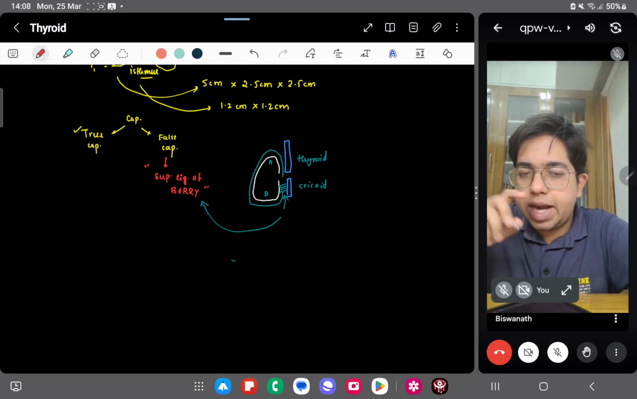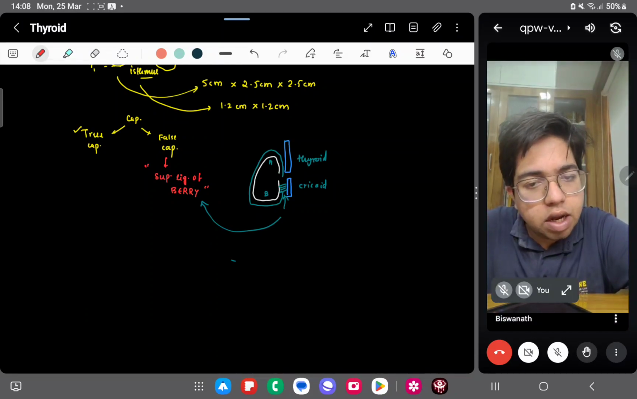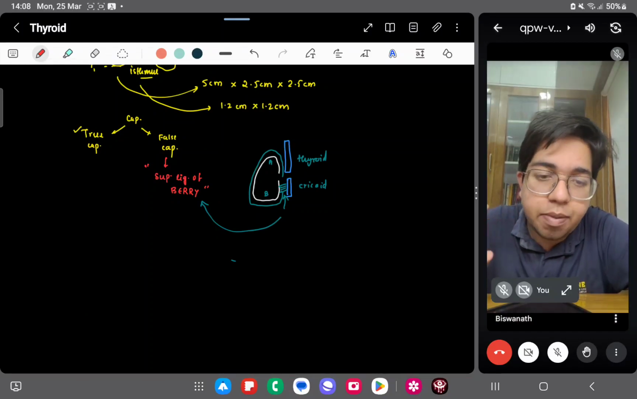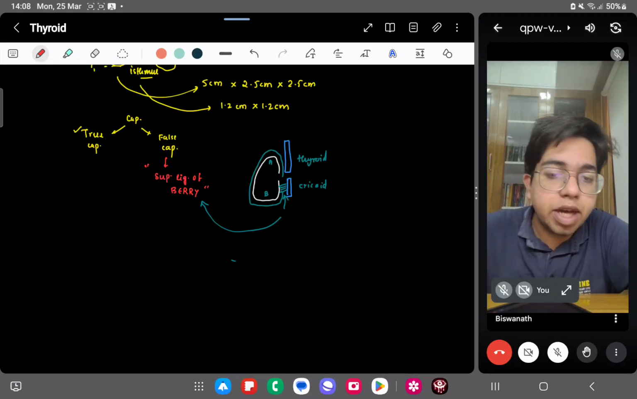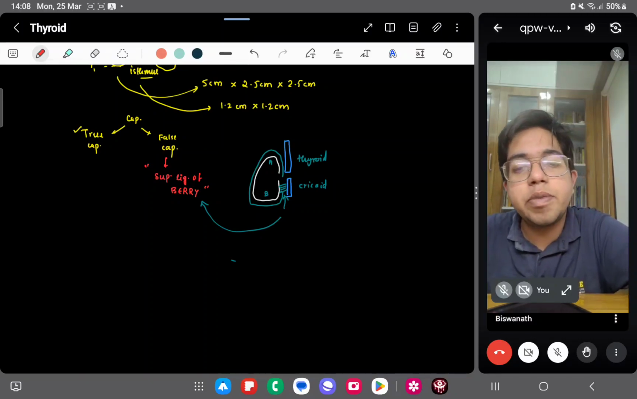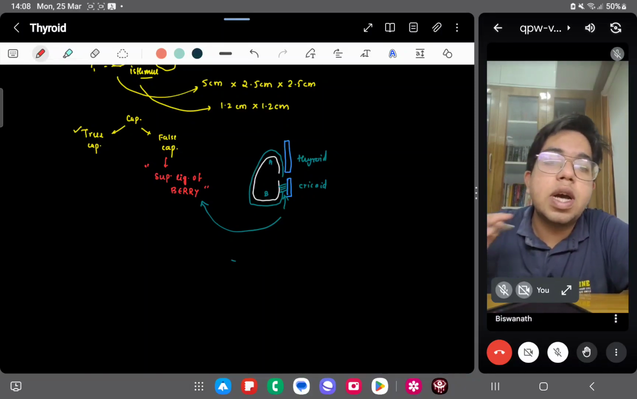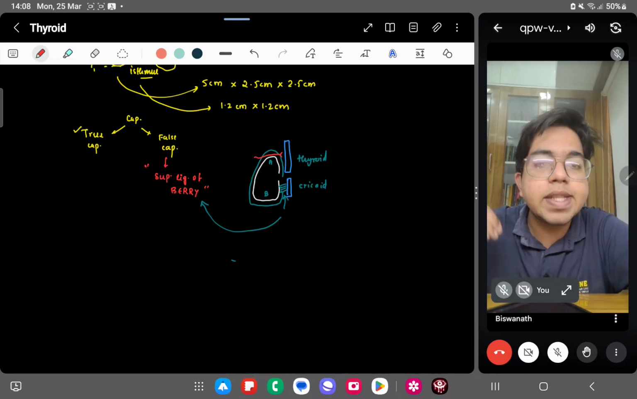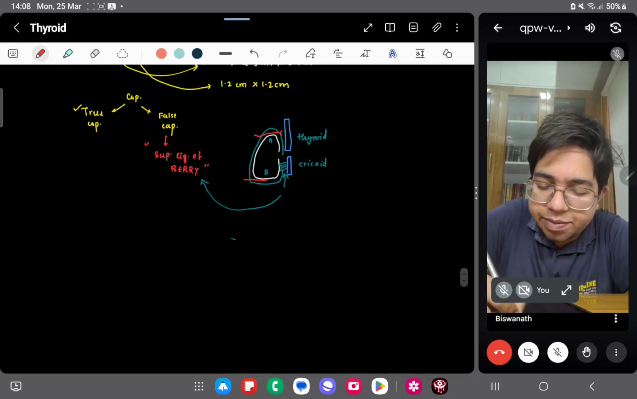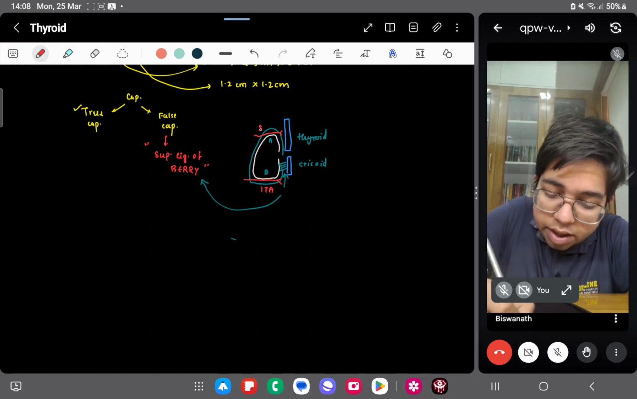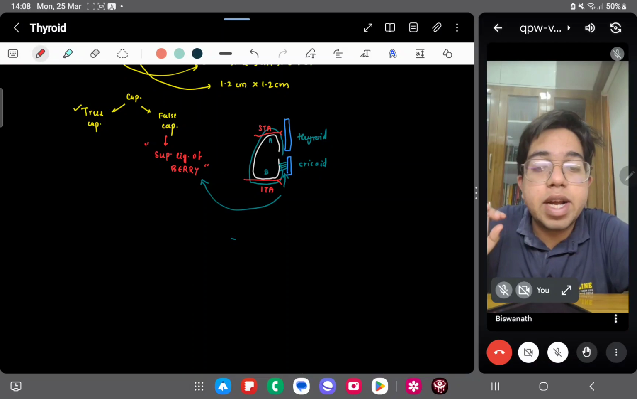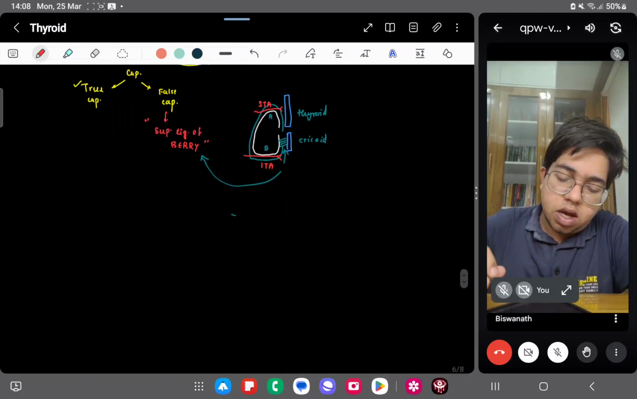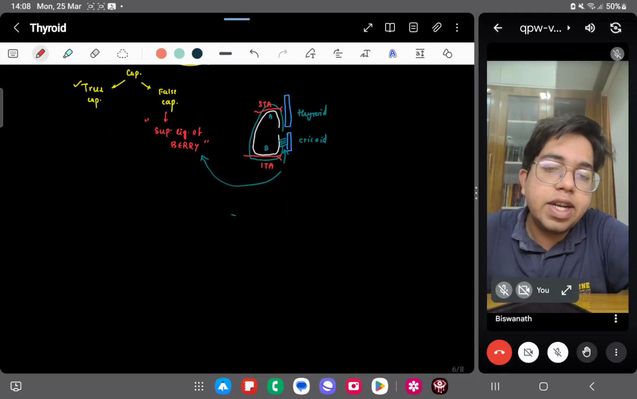I'm covering only the anatomy that is important from the exam point of view, skipping other additional details. There are a lot of things you can study about the thyroid gland, but I'm covering what is relevant for you. The apex is limited by the superior thyroid artery, present along the apex, and the base by the inferior thyroid artery. I am not going to tell all the branches of each artery. If this is clear, we'll discuss the surfaces.